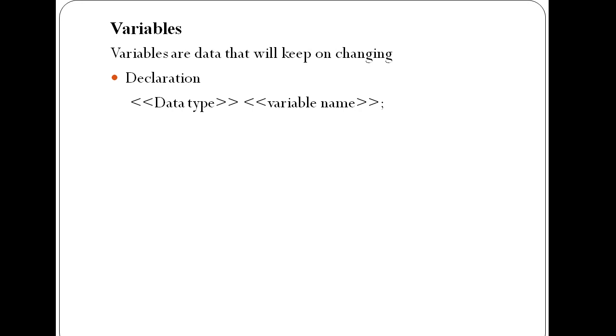We have already seen in our previous tutorial how to declare a variable, but still, as of now, this is how we will declare a variable: data type and variable name. For example, int a. A is a variable of integer data type, and the value of a will keep on changing in the entire program.